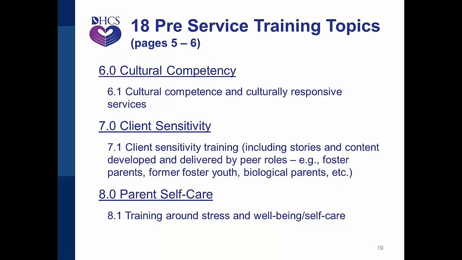So continuing on to the 6th training area, that's cultural competency. Under there we have 1 of the required pre-service training topics, cultural competence and culturally responsive services. Under the 7th training area, client sensitivity, we put 1 of the 18 pre-service training topics: client sensitivity training, including stories and content developed and delivered by peer roles, for instance, foster parents, former foster youth, and biological parents. And finally, the 8th training area is parent self-care, and under there is 1 of the required pre-service training topics, training around stress and well-being, self-care.